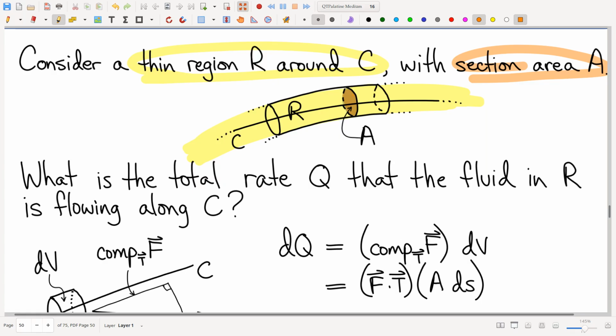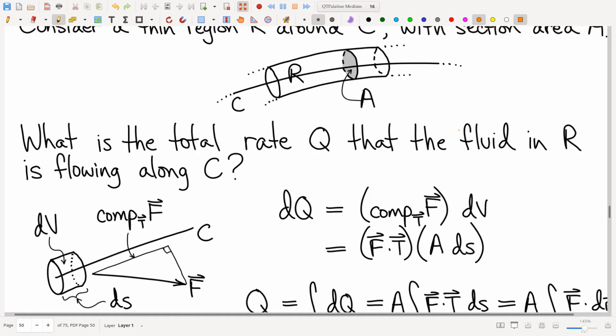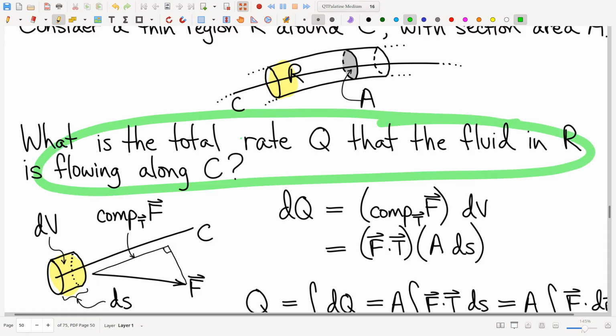And with that region defined, here's the question we want to ask. It's a weird question. I want to look at every little piece of fluid in here, looking at each piece individually and then adding up over the whole. I want to know what is the total rate that those little pieces of fluid, all together, are moving specifically along the curve.